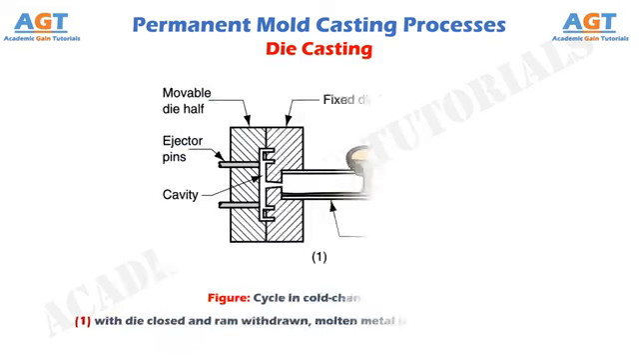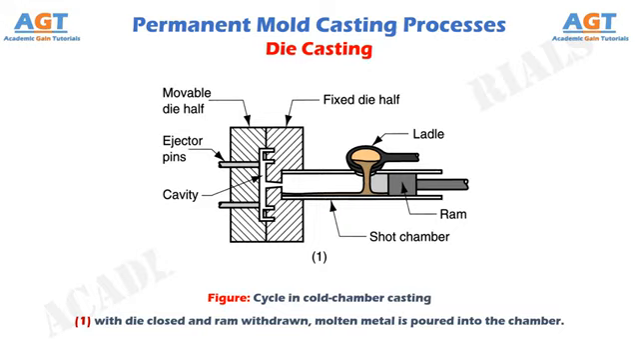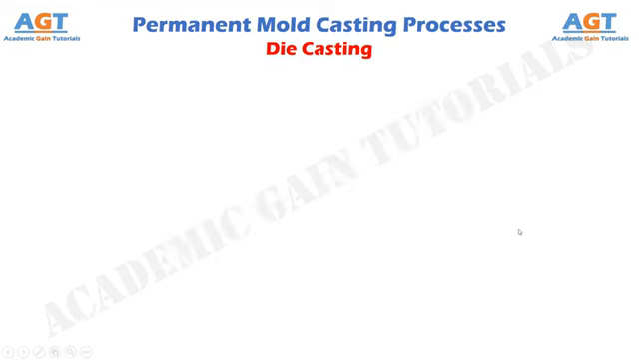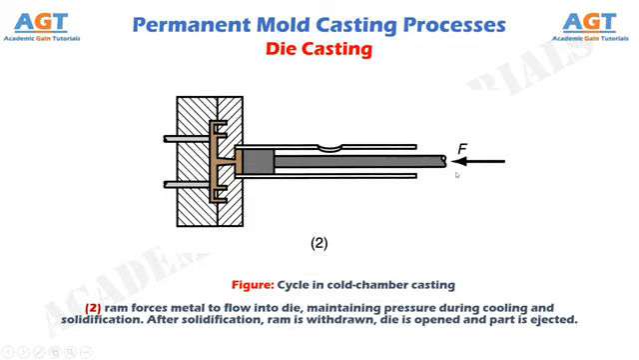The figure 1 shows the first step in cold chamber die casting, where with die closed and ram withdrawn, molten metal is poured into the chamber. The figure 2 shows the second step in cold chamber die casting, where the ram forces metal to flow into die, maintaining pressure during cooling and solidification. After solidification, ram is withdrawn, die is opened and part is ejected.